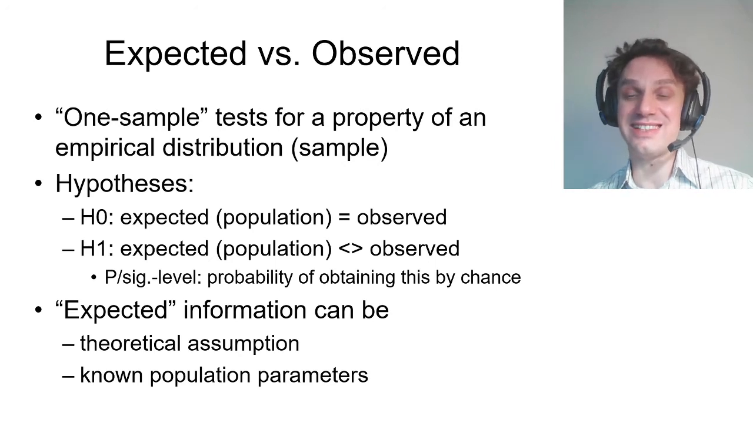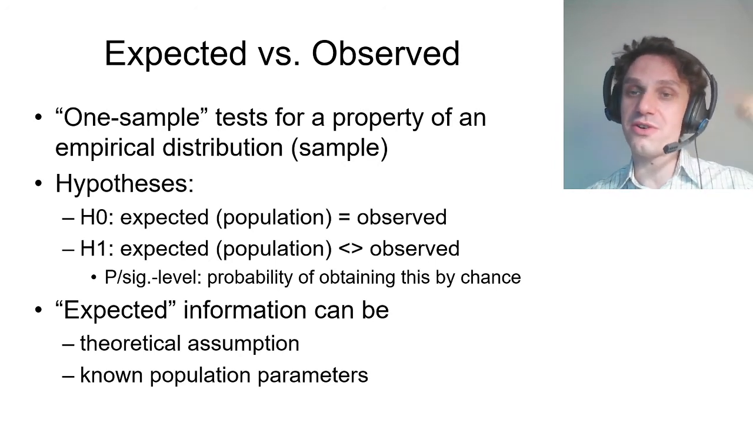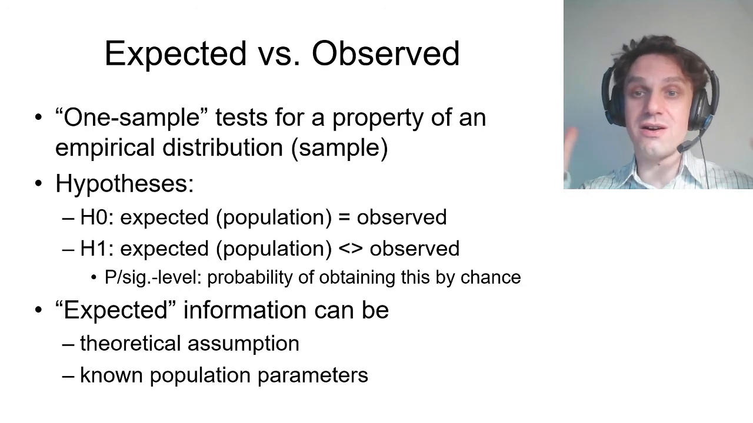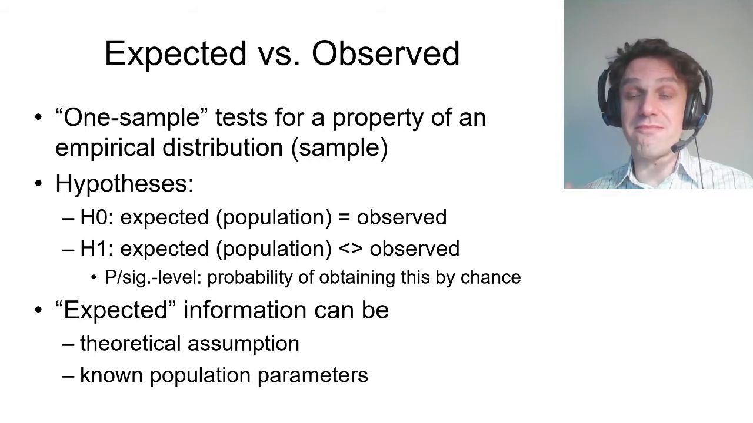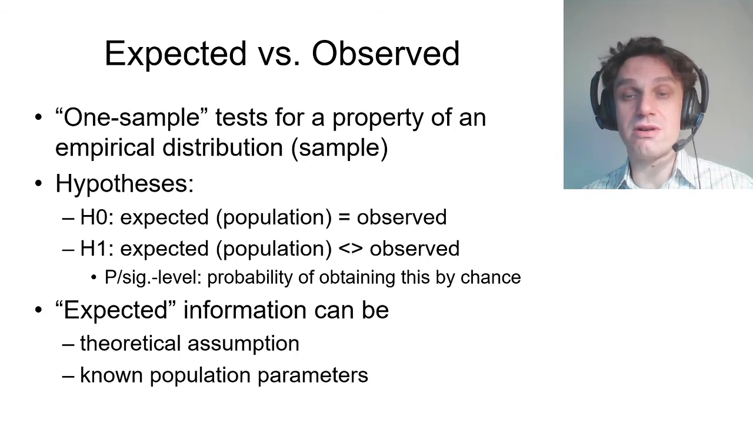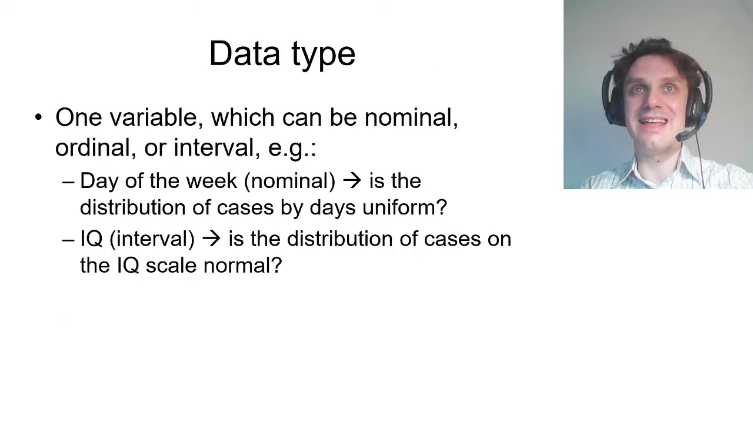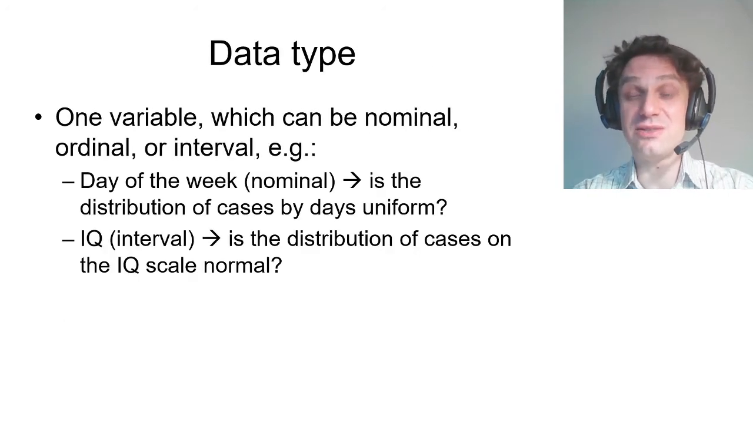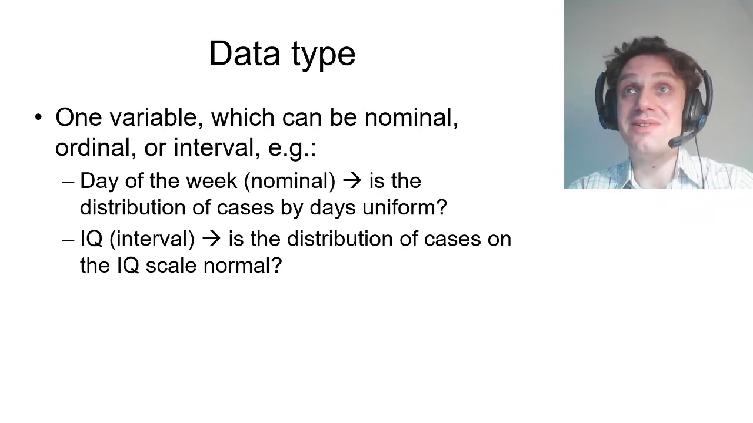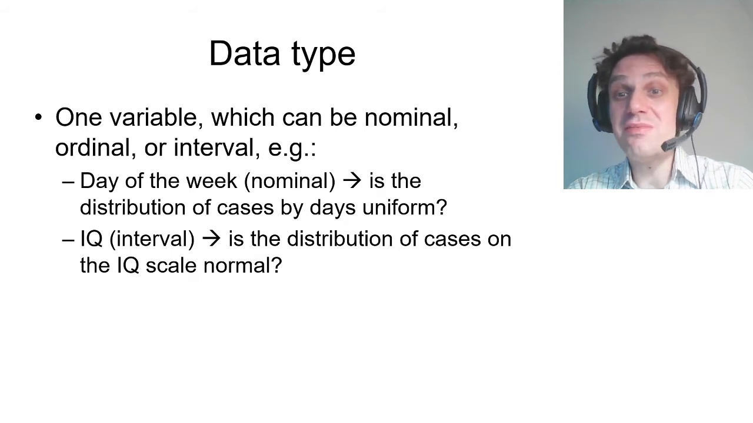And H1 says that your observed distribution is drawn from a population with a different property. And this property can be, for example, a mean or variance or any other property of your distribution. So in order to conduct these one-sample tests, these are just some examples. You need to have a single variable, and for this variable you are interested.